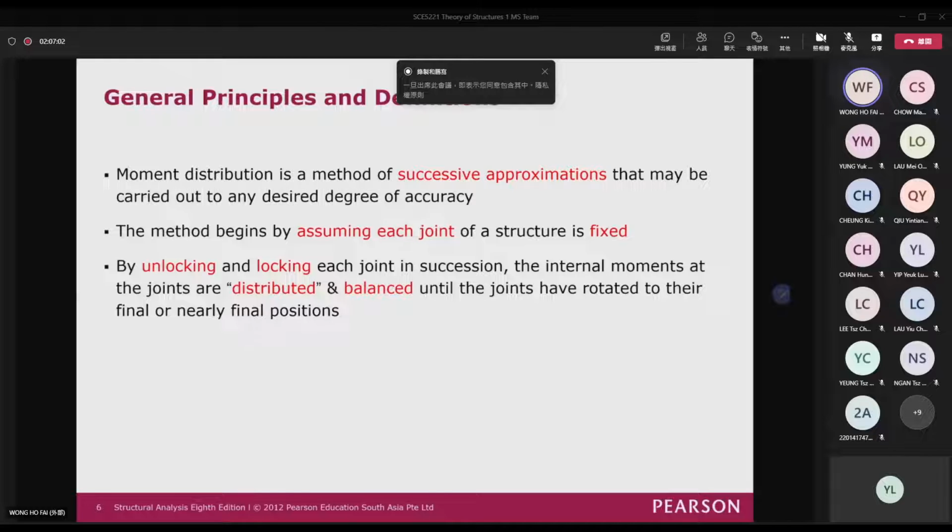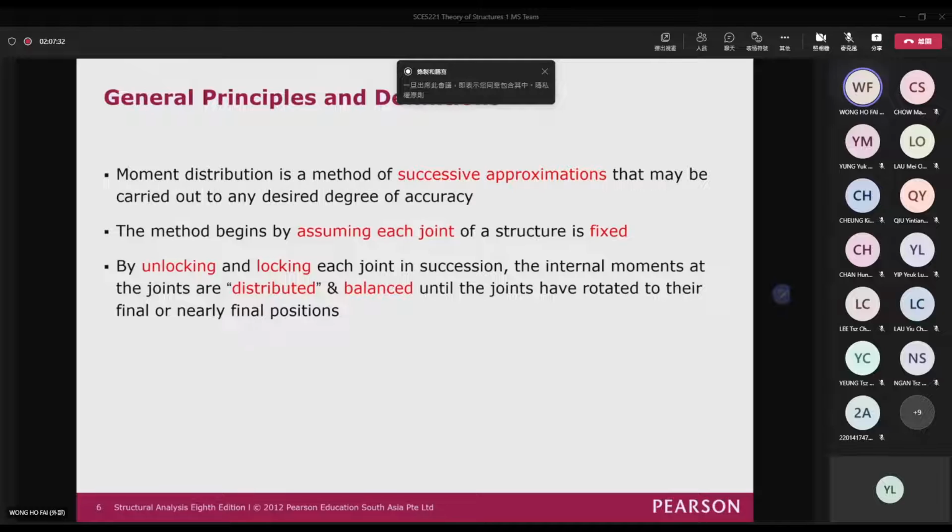And for this one, the calculation is relatively simple. It does not involve any integration or differentiation, something like that. It is a kind of procedure-wise only. So it is considered a very powerful method and a very easy method. But there are some steps that you need to follow, and then you can solve for the answer.